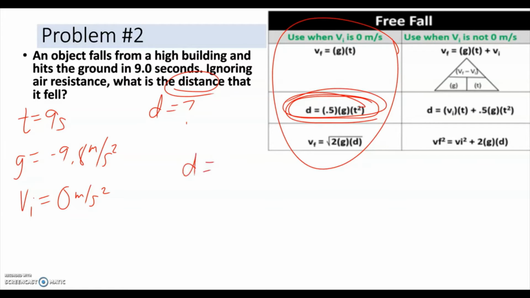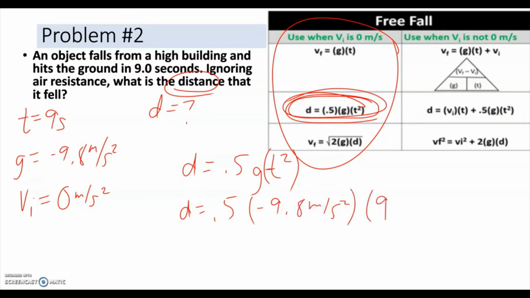So our original equation is distance equals 0.5 times gravity times the time squared. And make sure you're only squaring the time, not your entire right-hand side of your equation. So distance equals 0.5 times gravity, the negative 9.8 meters per second squared, times the time squared, which is 9, so 9 squared. So essentially you'd have 0.5 times 9.8 times 81, and that should give you 396.9 meters. And it was a positive times a negative times a positive, so your answer would be negative.